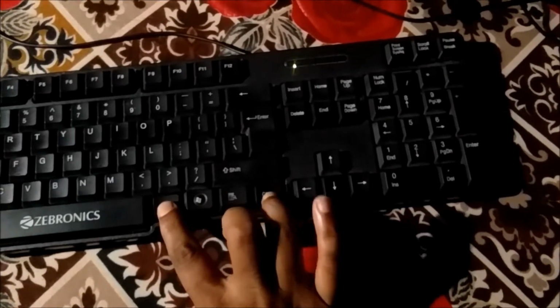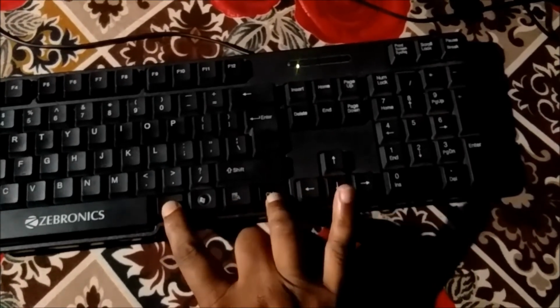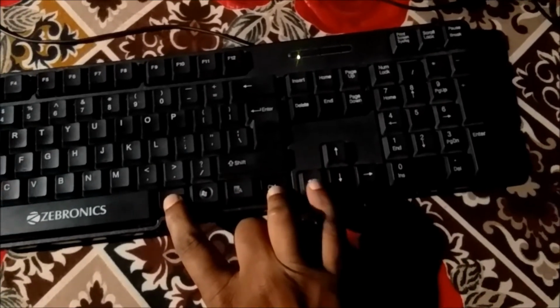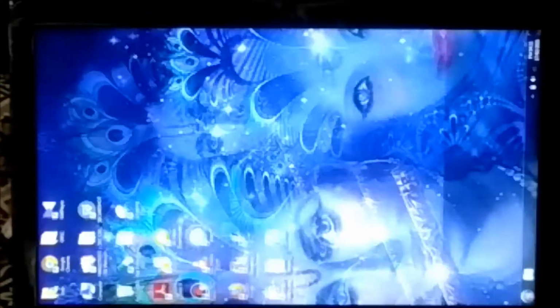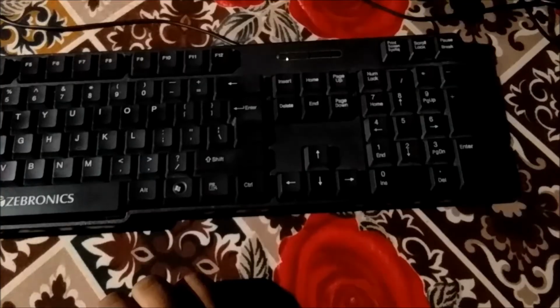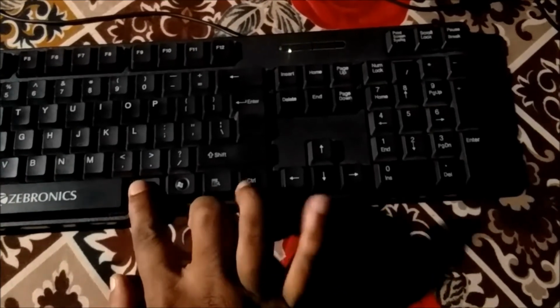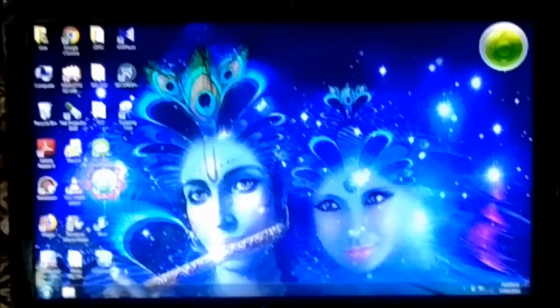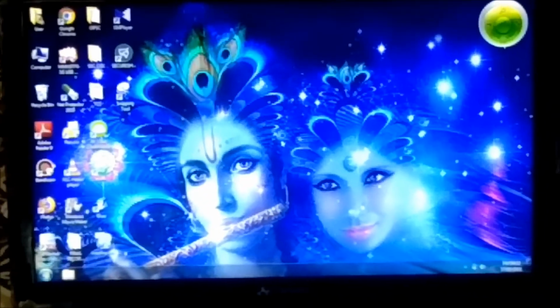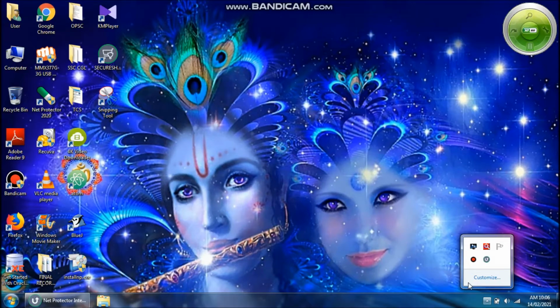And if you press Ctrl plus Alt plus left arrow key, then it rotates 270 degrees. And Ctrl plus Alt plus up arrow key returns your screen to its normal upright rotation. Now I have shown how to flip your computer screen.